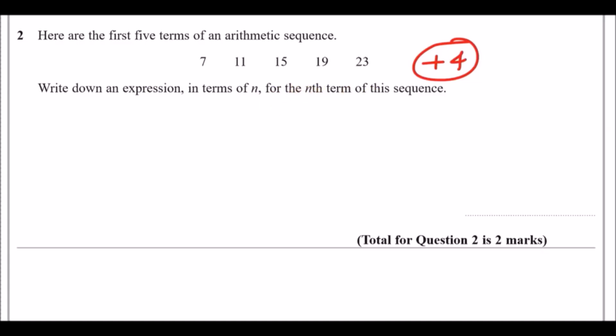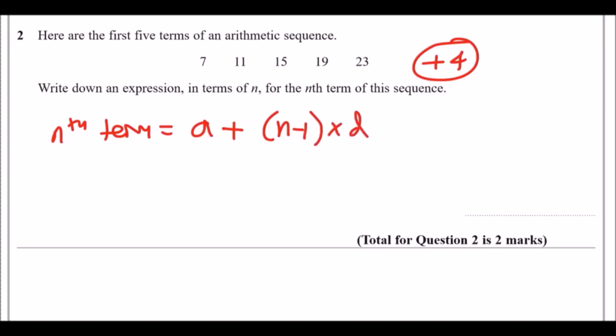Now the nth term formula is very straightforward. I mean, you can memorize it by 1 or 2 methods. I'm going to use the formula method. So the formula is always this. It's always the first term a plus n minus 1 times d. Okay, d being the difference, okay?